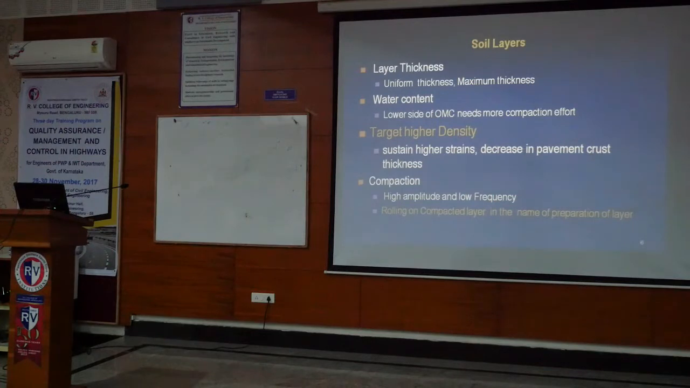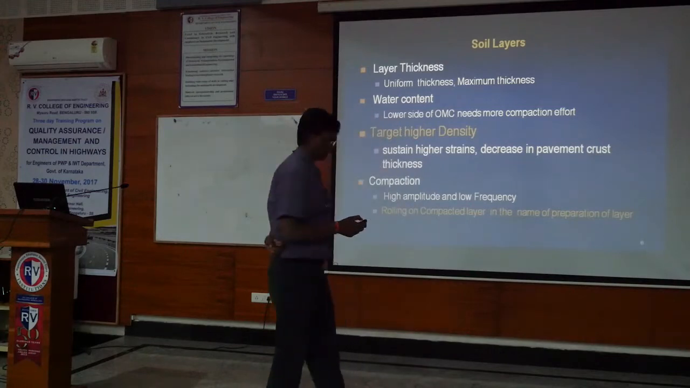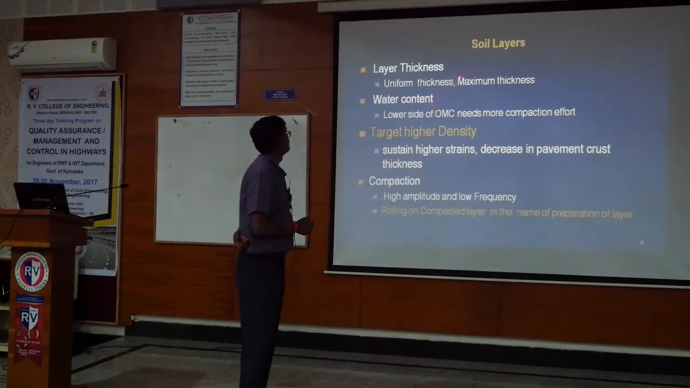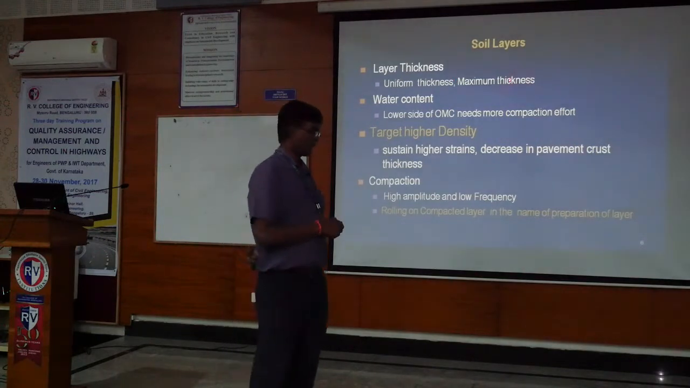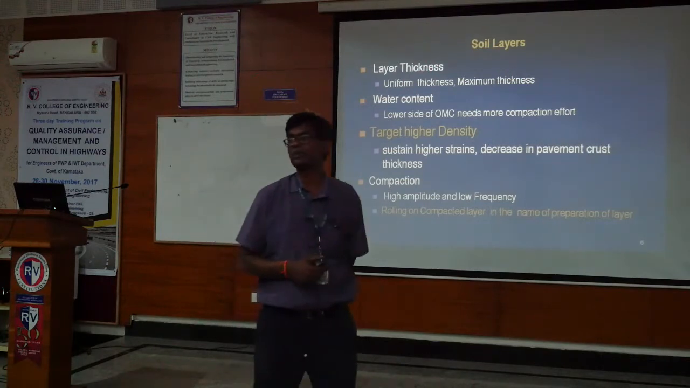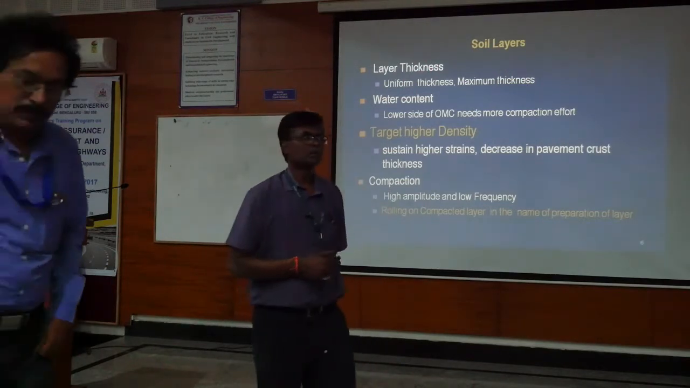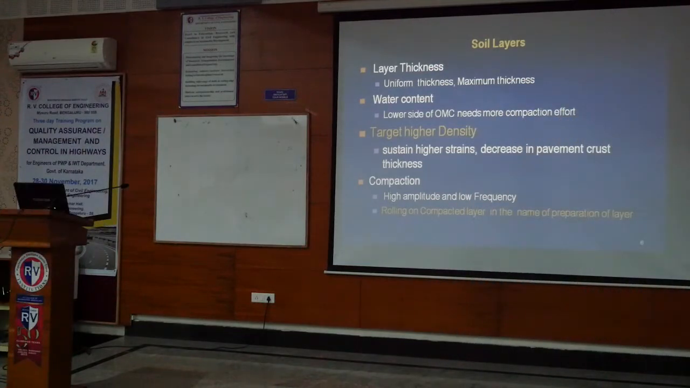Now, coming to the soil layers, whether it is embankment or the subgrade layer, the most critical or salient quality control aspects are for both the embankment layer as well as the subgrade. Number one, thickness of the soil layer. The maximum allowable thickness is 200 mm. Loose thickness.